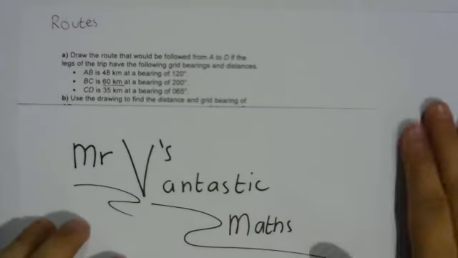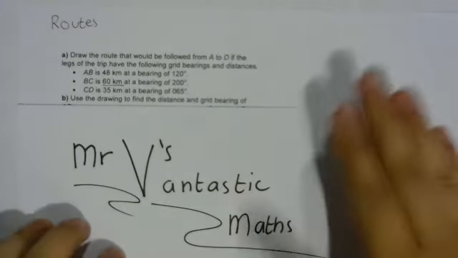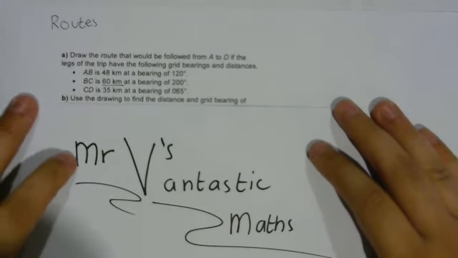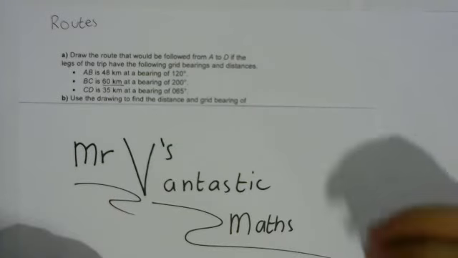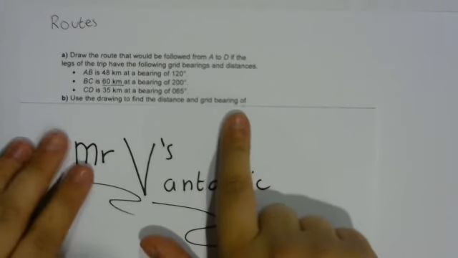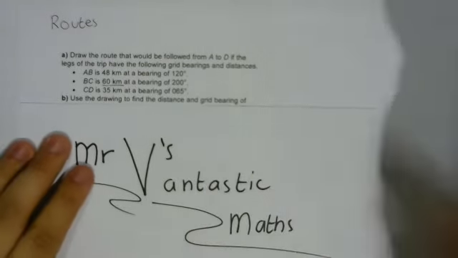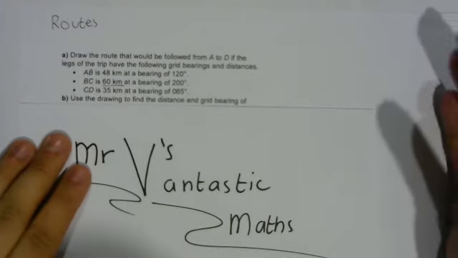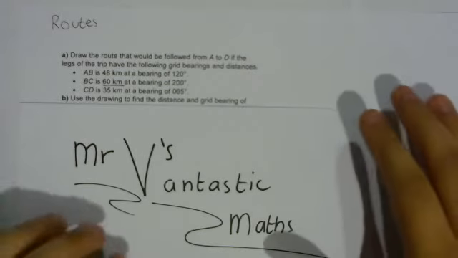Here's our question. We are given some directions for a route, and we need to draw that route and then find the distance from start to finish for this route. Notice that nowhere in this question are we given a scale, so we're going to have to make one up.